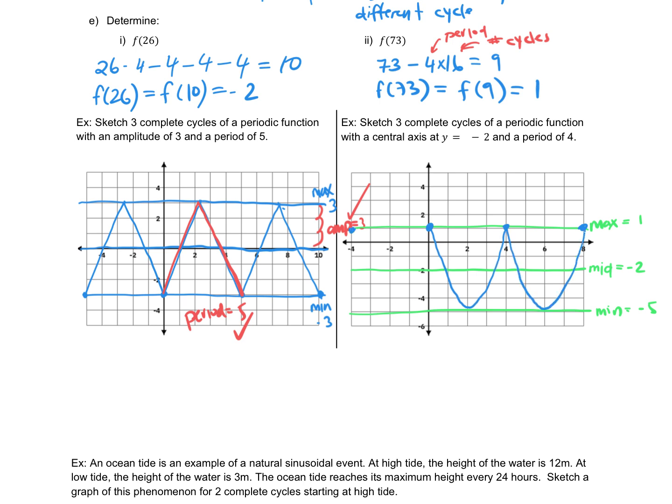There we go. And then one backwards. And there we are. There's my periodic function. My central axis is at -2. My period is 4. The criteria is satisfied.